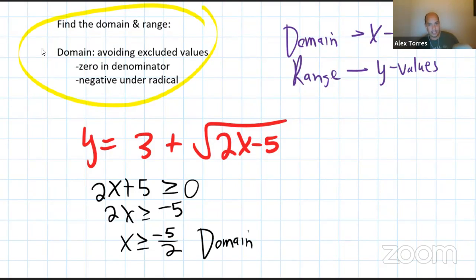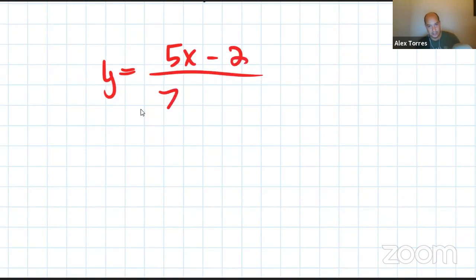Now, let's say that we had to find the domain of this expression right here. y equals (5x minus 2) over (7x plus 4). So we're finding the domain, and therefore finding the range. But the idea is that you cannot have a 0 in the denominator. So what should we do here? We should go ahead and set the denominator equal to 0.